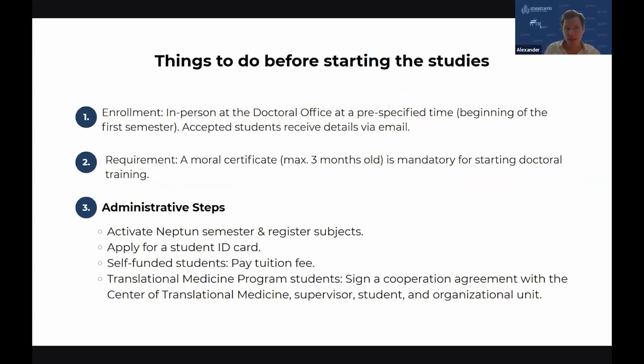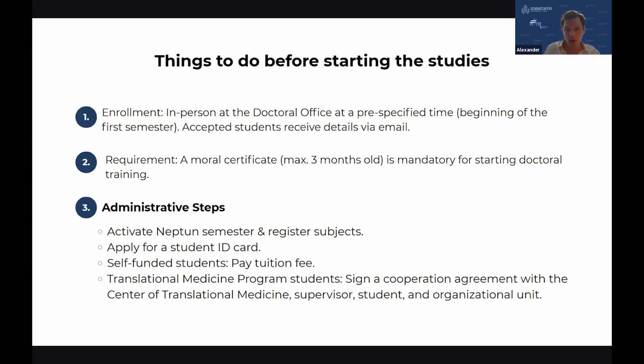There are just a few more things to do before actually starting the studies. After a successful admission, so you applied, you registered, you had your interviews, and you got admitted, what should you do now? After a successful admission, you will receive an information letter from the doctoral office regarding the documents you need to submit in person. After that, your data will be entered into the Neptune system. You probably are all aware of this, and you will be able to activate your semester. You have to activate your semester yourself, the same as in any other of your studies, medicine, dentistry. Every semester you yourself have to activate your semester.